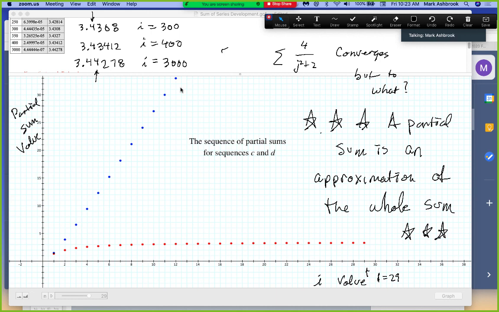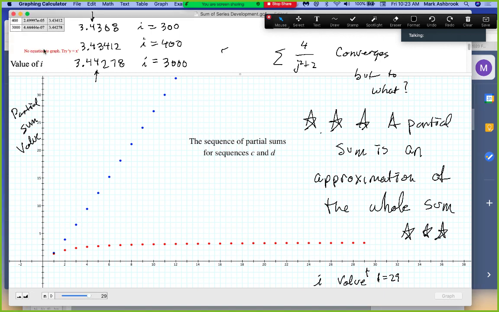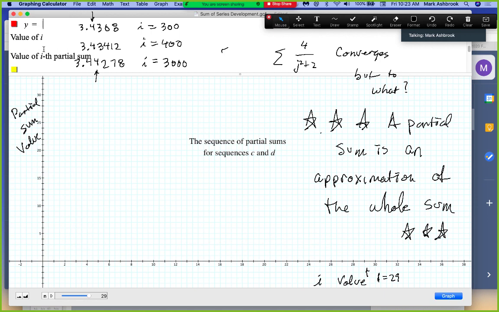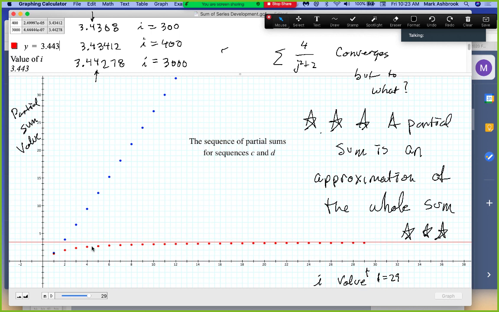decimal places, right? But I could come in here and graph the line y equals 3.44, say 3.443. So we're thinking maybe the whole sum of the series is going to be pretty close to 3.443, something like that. And so there we see the partial sums giving better and better approximations to the value of the whole sum, or the entire infinite series.